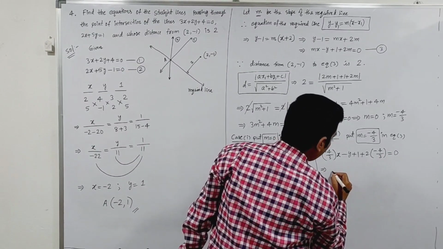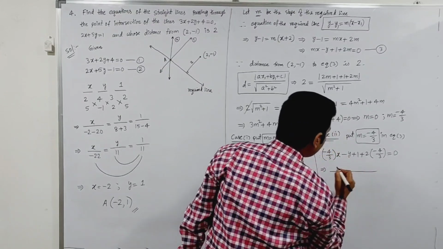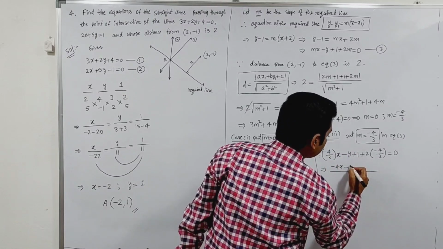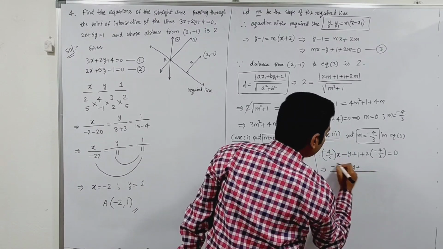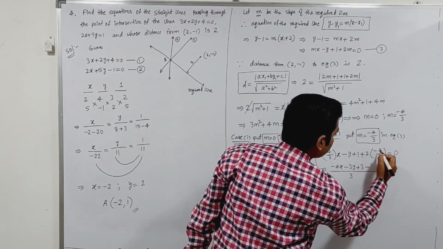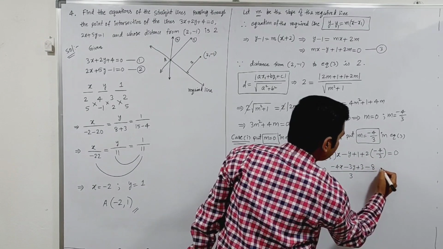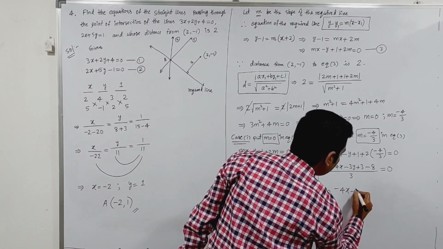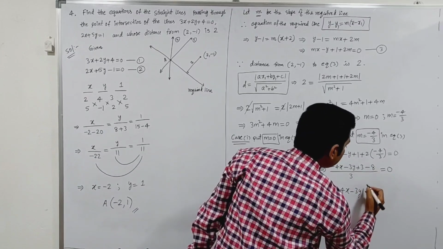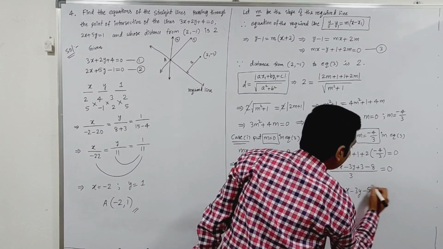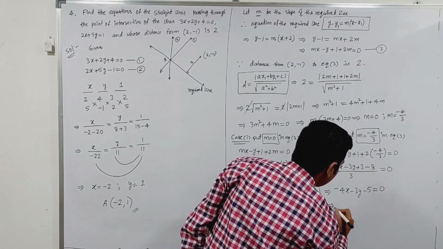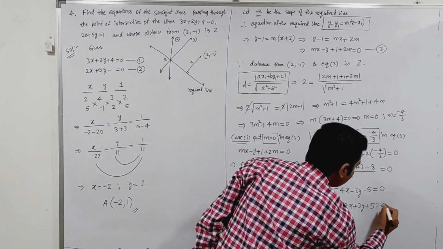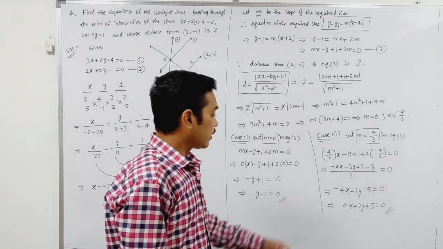From this equation, what is the LCM here? LCM is 3. Here minus 4 into x, minus 4x. Here 3 into minus y means minus 3y. 3 into 1 means 3. Here minus 2 into 4 means minus 8, equal to 0. So minus 4x minus 3y, 3 minus 8 means minus 5, equal to 3 into 0, which is 0. Take minus common. 4x plus 3y plus 5 is equal to 0. We get the other required line.